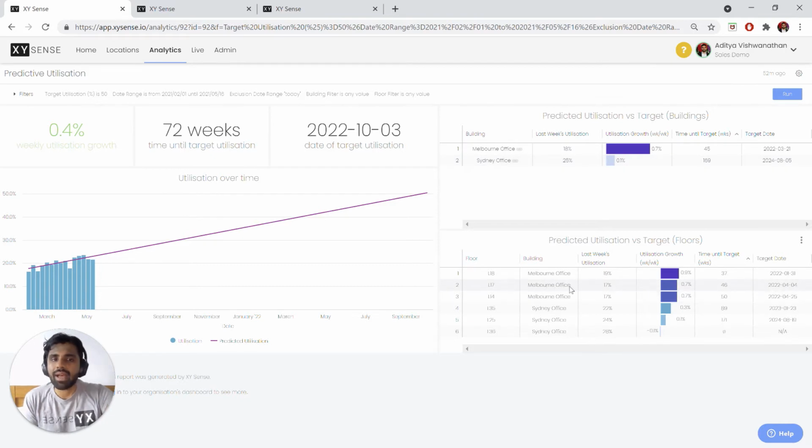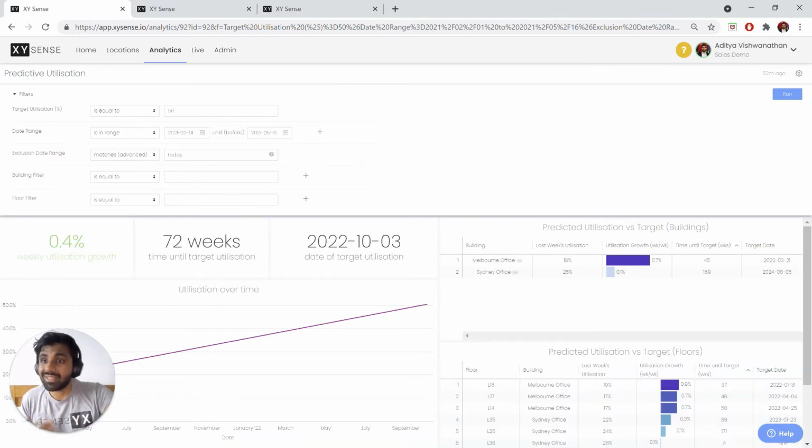If we scroll down, we can see all the floors in the Melbourne office are exhibiting relatively similar behavior. So all the floors are around the 17 to 19% utilization and are growing consistently between 0.7 and 0.9% week to week. However, the Sydney office is showing quite different behavior. One floor is growing relatively steadily at 0.3%, but the other 2 floors are somewhat flatlining. And in fact, level 36 of the Sydney office is slightly on the decline.